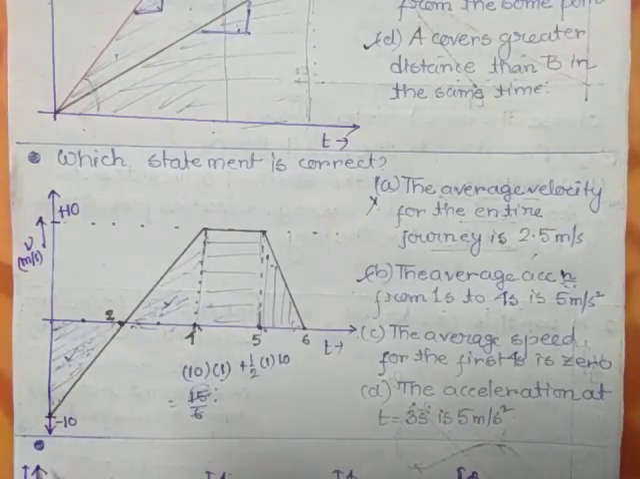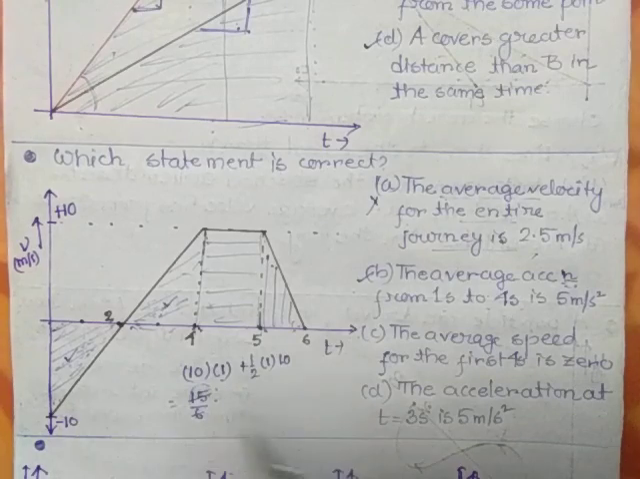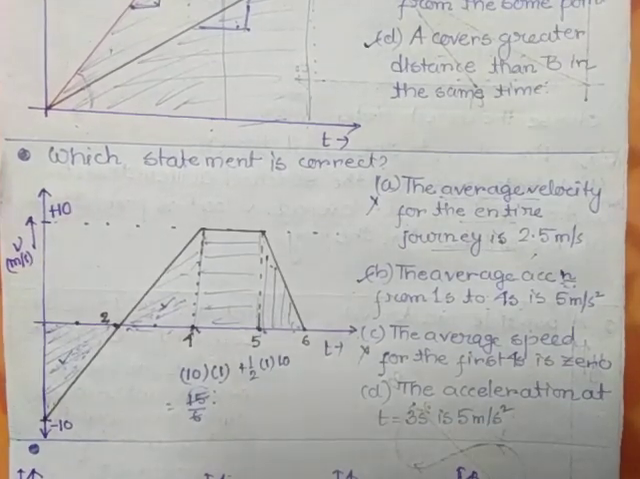But in case of speed, we have to consider total distance. Total distance is not 0. So option C is not correct.